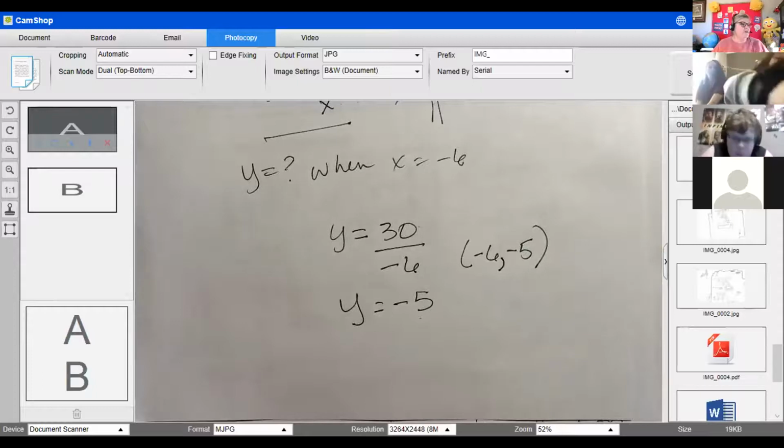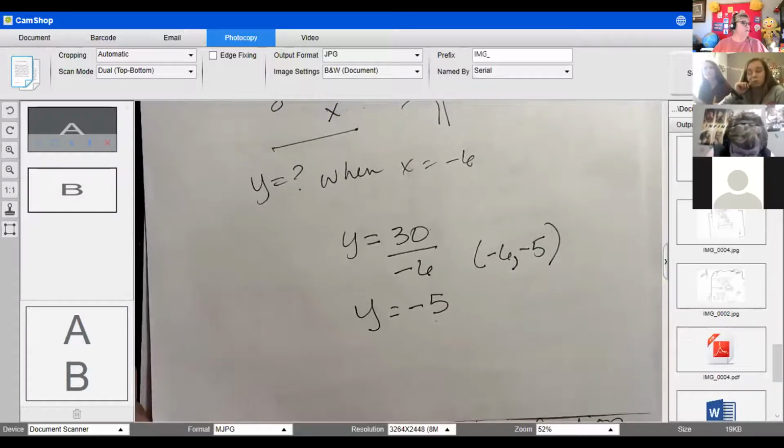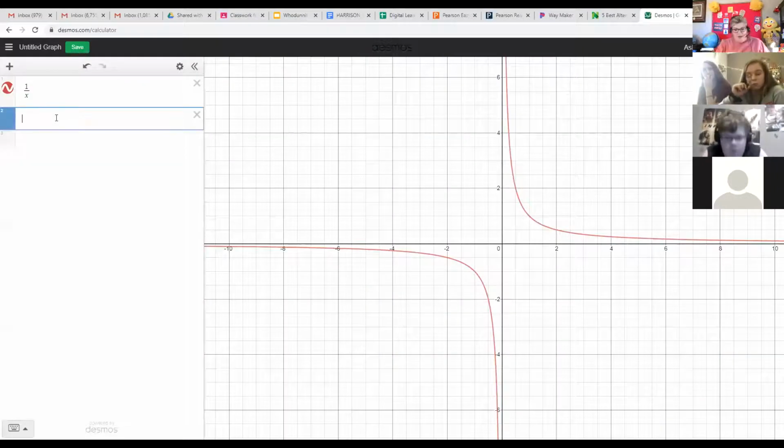And so let's look and just confirm that on our Desmos. So we have y equals, and what was our formula? What was our constant that we solved for to start with?